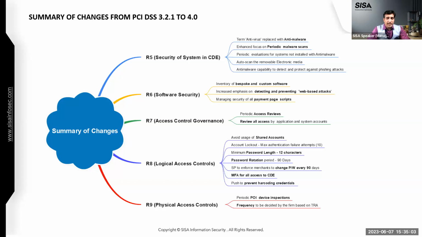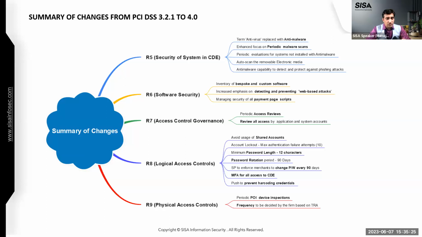Then anti-malware capability to detect and protect against phishing attacks. Phishing attack is another very specific area where the framework is focusing this time. There is a specific requirement that the anti-malware solution should also include catching all those phishing attempts. So that's your requirement number 5.